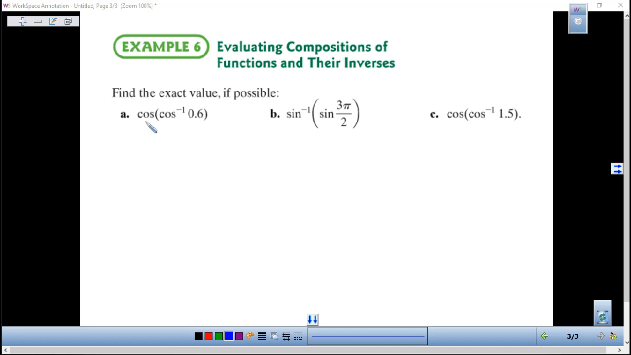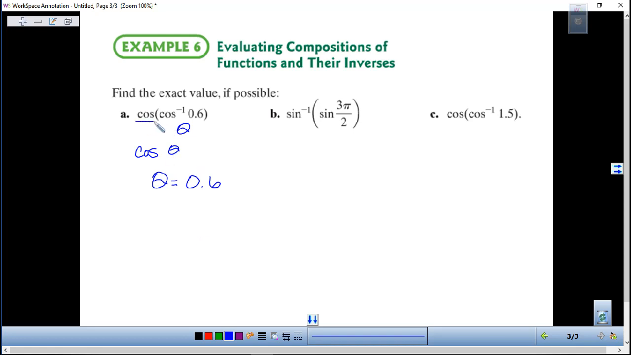Now, if we find the cosine of the inverse cosine of 0.6, let's think about this for a second. The inverse cosine of 0.6 is going to give me some theta. Then I'm going to take the cosine of that theta. So I'm going to take the cosine of an angle that I've identified as being the angle that gives me the cosine of 0.6. So that means that the answer is 0.6.